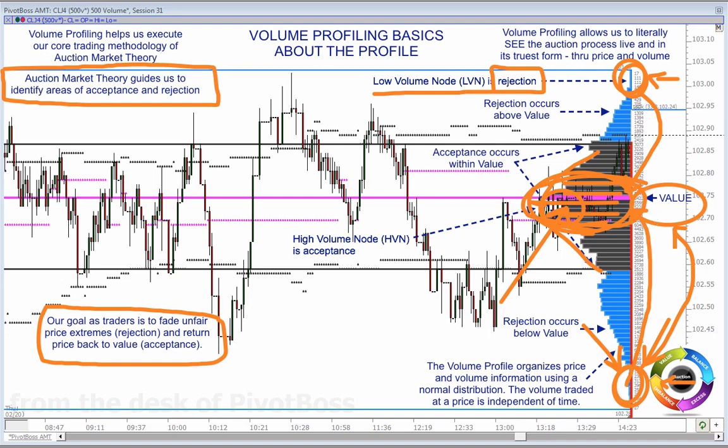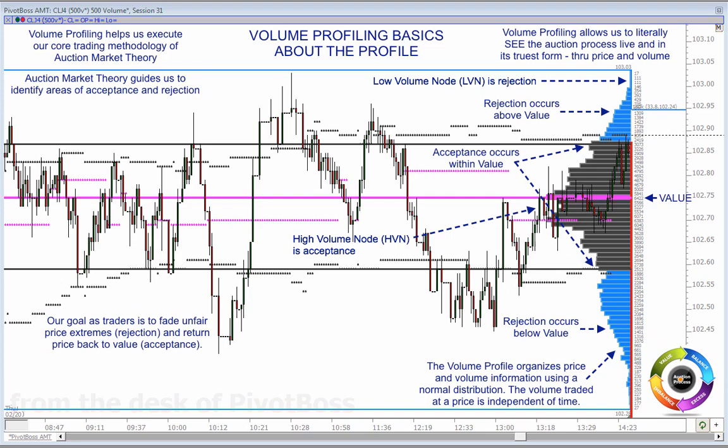So this is the auction process, and you can see we have the auction process down here at the bottom right. This is the auction process: balance, excess, imbalance, value. Volume profiling helps us execute that auction process right there.